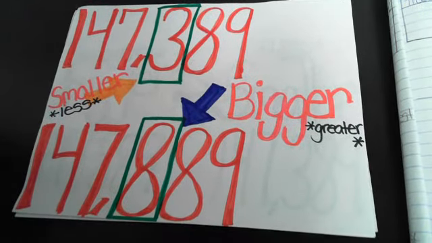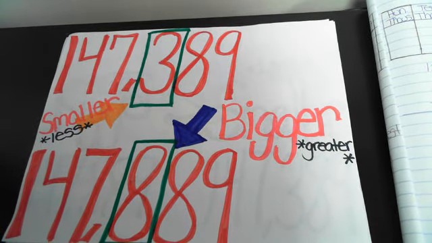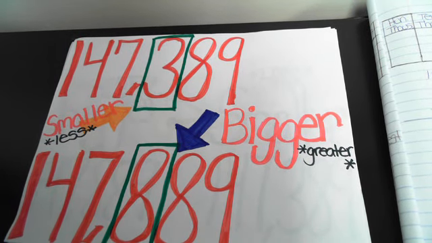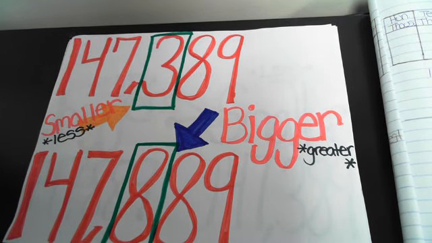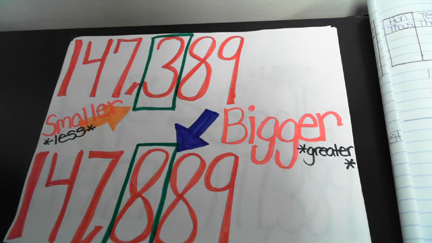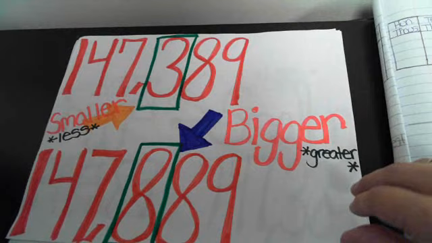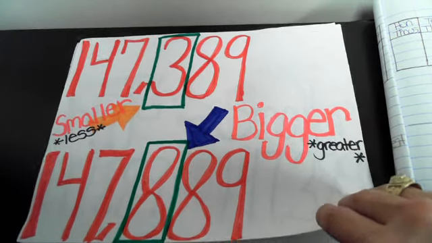So finally, we can see that we have 2 different digits. They're not the same anymore. We have a 3 and an 8. Okay, so the 3 represents 300 and the 8 represents 800. And we know that 800 is greater or bigger than 300. So we know automatically which number is greater. We can stop right here. We don't have to move to the right anymore.